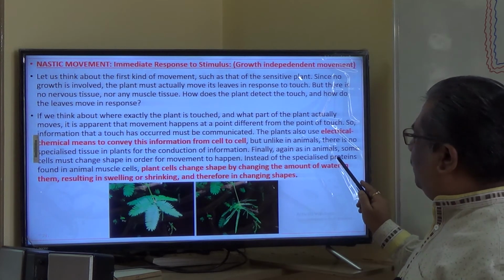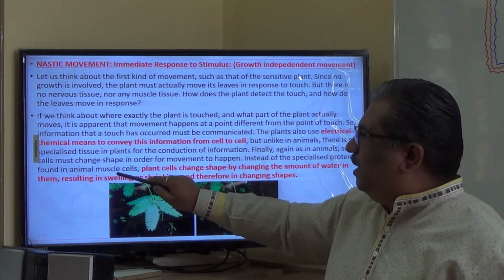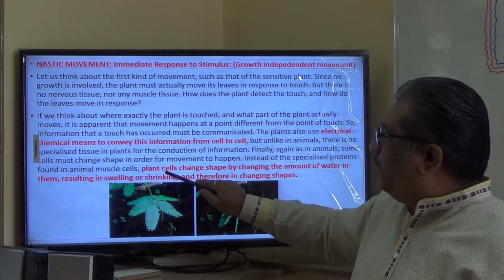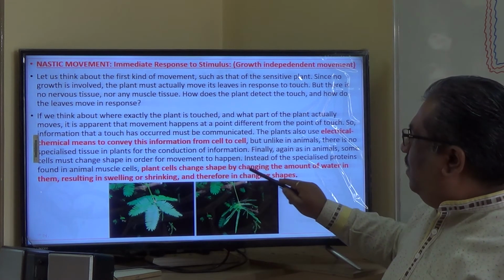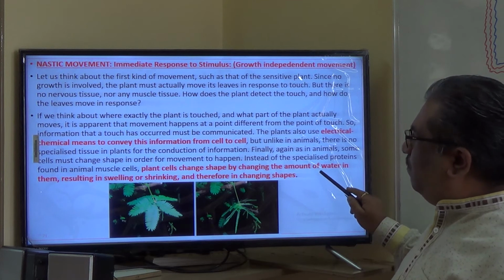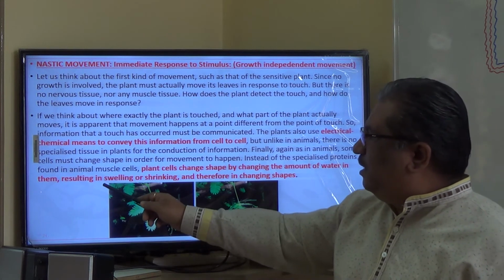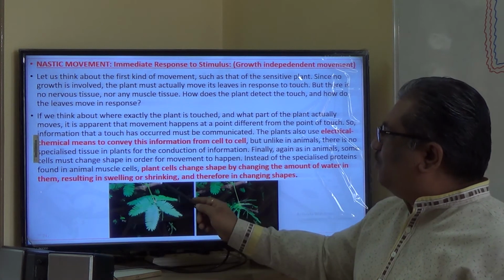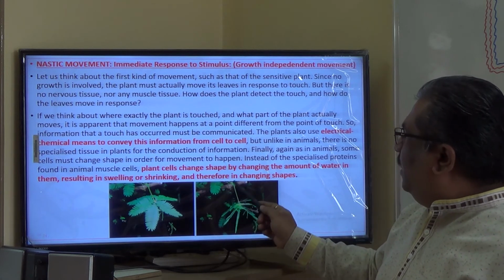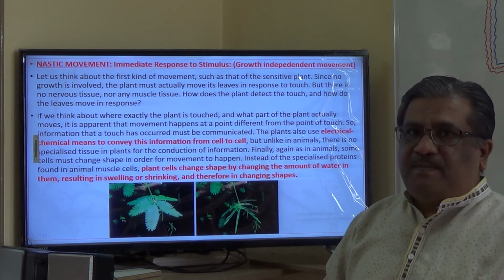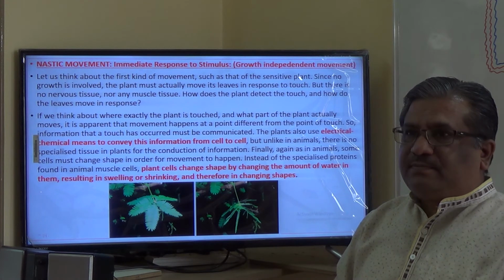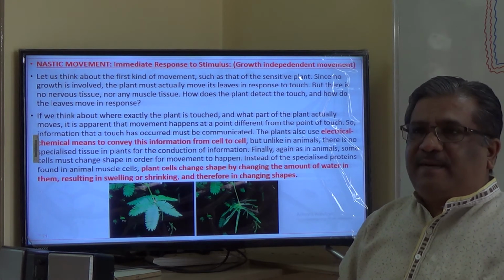Instead of specialized proteins found in animal muscle cells, plant cells change shape by changing the amount of water in them, resulting in swelling or shrinking, and therefore in changing the shapes. What do you understand here?